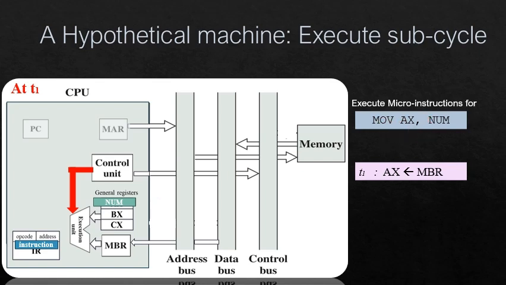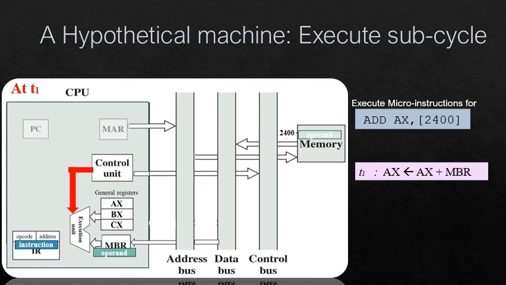Okay. So as mentioned, execute subcycle is not fixed for every instruction. So it varies according to the instruction for that instruction cycle. So in the case of add the AX with the data coming from address 2400, after the fetch subcycle and operand fetch subcycle, the value coming from 2400 should have arrived at the MBR. So when entering the execute subcycle, the MBR value just needs to be added with the AX value, and the result is stored in the AX register. Okay.